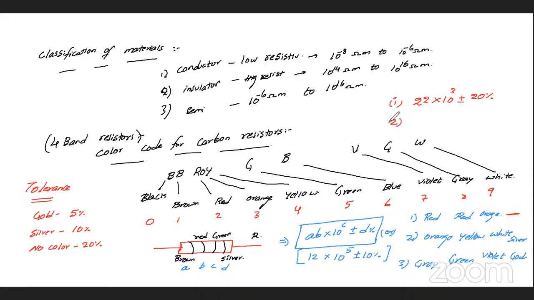Let's see the second one: orange, yellow, white, silver. Orange is 3, yellow is 4, white is 9, plus or minus, silver is 10%. The third one is gray, green, violet, and gold. Gray is 8, green is 5, into 10 power violet, which is 7, plus or minus, gold is 5%. So these are your values. Please take it down. Simple diagram.